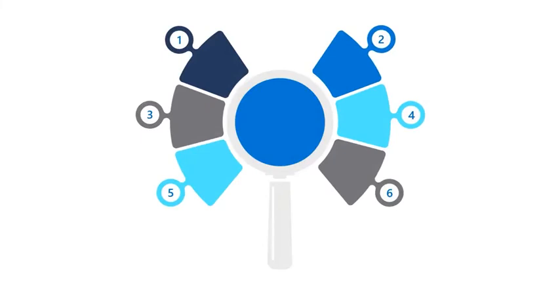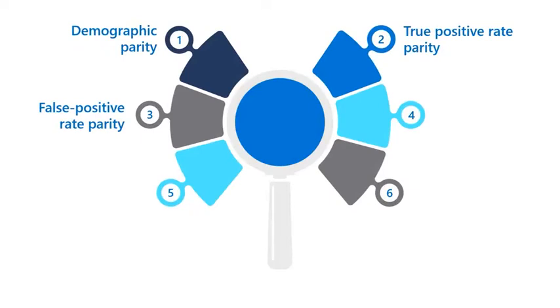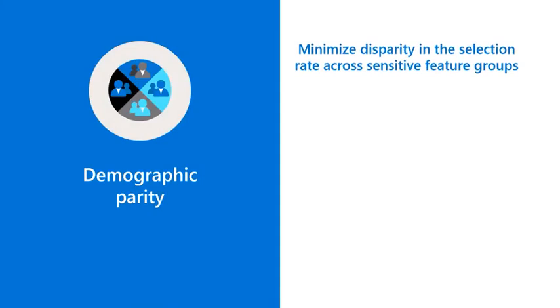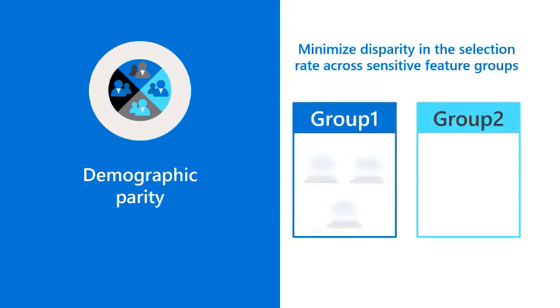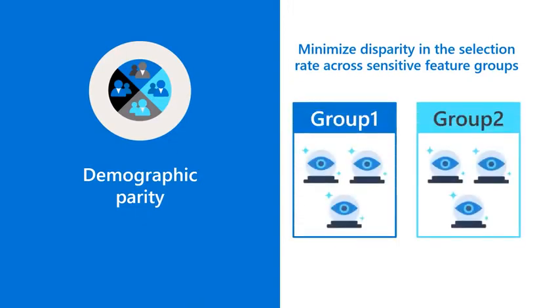The choice of parity constraint depends on the technique being used and the specific fairness criteria you want to apply. Constraints in Fairlearn include demographic parity, true positive rate parity, false positive rate parity, equalized odds, error rate parity, and bounded group loss. Let's look at each of these a little more closely now. Use the demographic parity constraint with any of the mitigation algorithms to minimize disparity in the selection rate across sensitive feature groups. For example, in a binary classification scenario, this constraint tries to ensure that an equal number of positive predictions are made in each group.